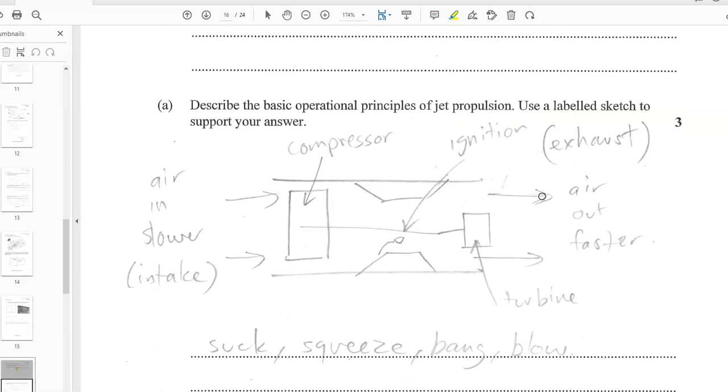Okay, now this part here is lots of fun, right? I have deliberately drawn the crappiest engine I can. The engine is a tube. At the front is a compressor. At the back is a turbine. In the middle is some sort of idea of ignition. I am looking for suck, squeeze, bang. How I just love this highlighter now. My whole life, I just needed a highlighter. Suck, squeeze, bang, blow. If you write suck, squeeze, bang, blow, I'll give you 1 mark reluctantly.